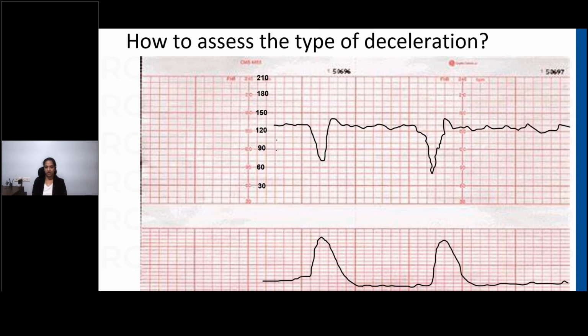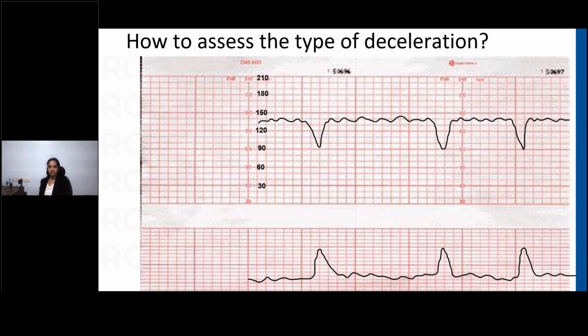Now when you see this, there is no definite pattern between the decelerations with respect to the upstroke, that is the contraction. So it is a variable deceleration pattern. And if you are confused in the exam, please remember variable decelerations are much more common than early decelerations. It may not be so in the exam, but this is something that you need to remember, and most of the stations will have variable decelerations.